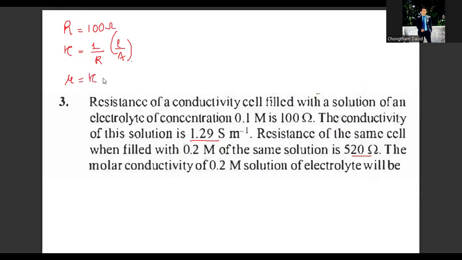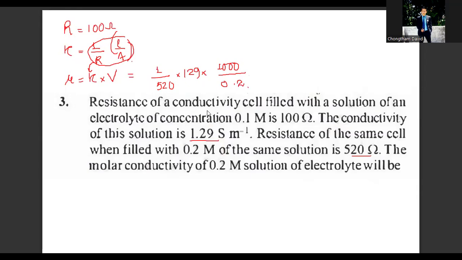Now conductivity I can relate as 1 by resistance, and the cell constant is l by A. Now this is given to you, that is 1.29 Siemens per meter. So now what you have to do here is find out the value of molar conductivity. How can it be related? It is related as kappa, conductivity, into volume. And this kappa can be calculated from this initial relation, 1 by R into l by A, which is also known as the cell constant.